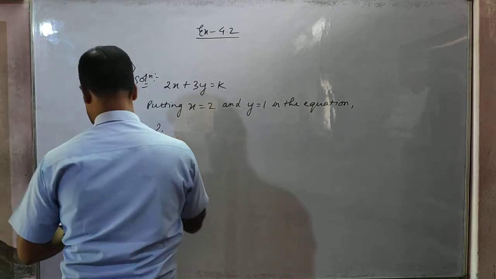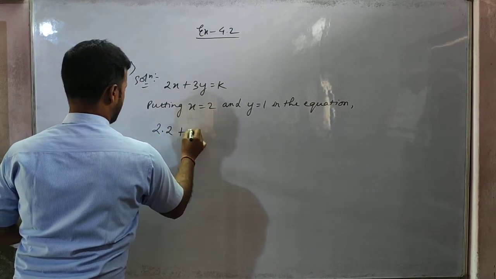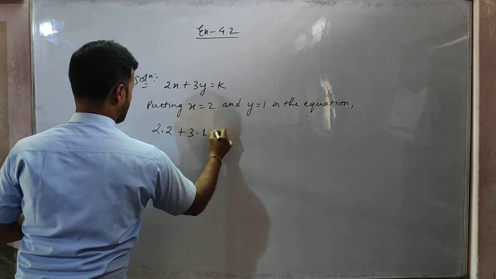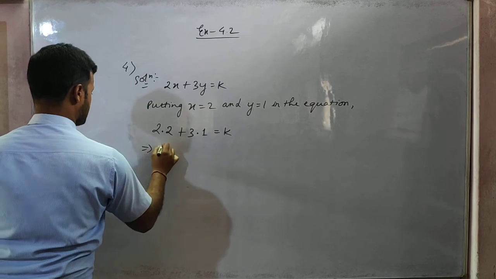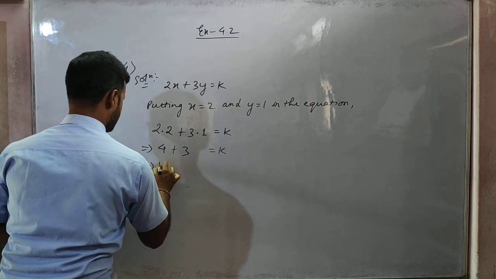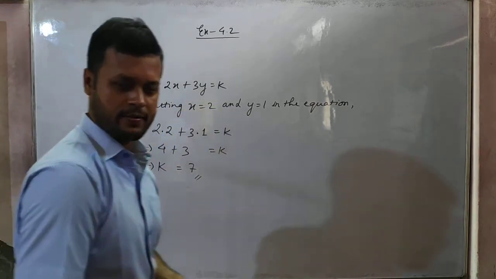So 2 into, what is the value of x, students? 2, isn't it? And what is the value of y? 1. It is equal to k. So 2 into 2 is 4, plus 3 is equal to k. So that means k is equal to 7.